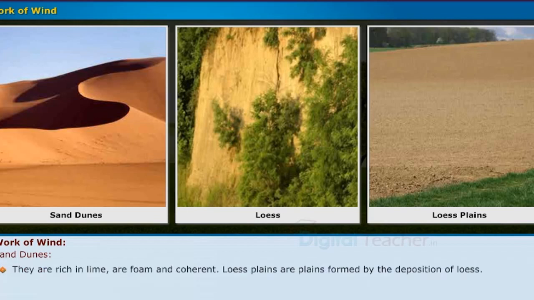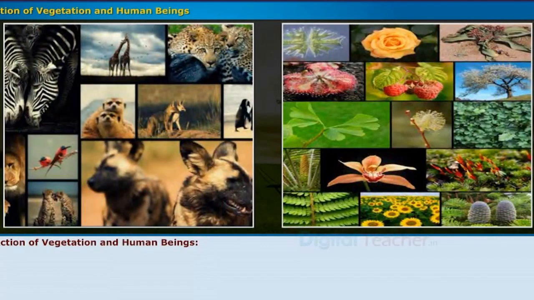They are rich in lime, are fine, and coherent. Loess plains are plains formed by the deposition of loess. Now, let us see the action of vegetation and human beings.